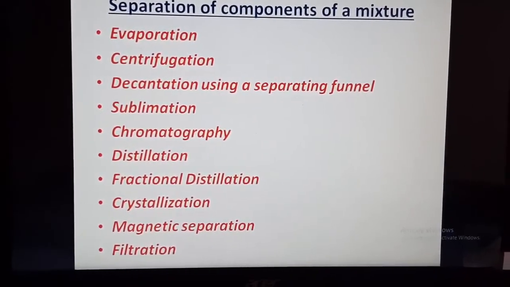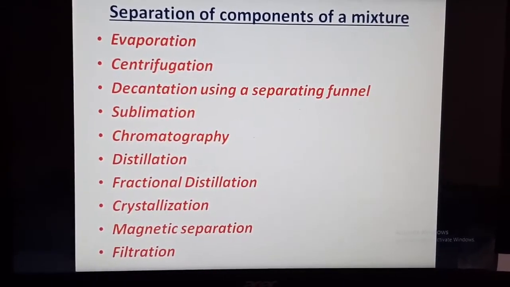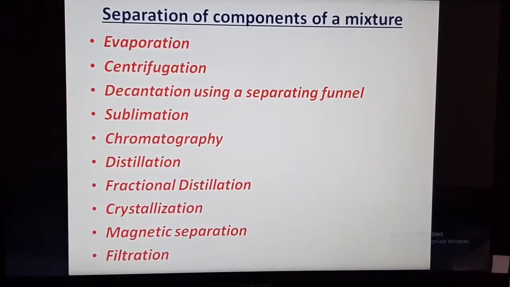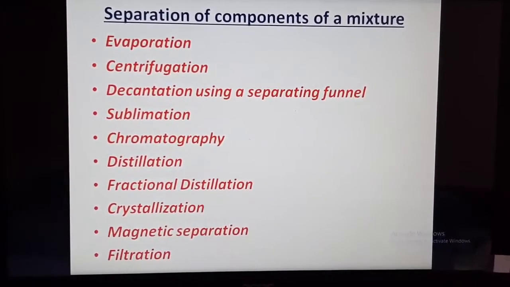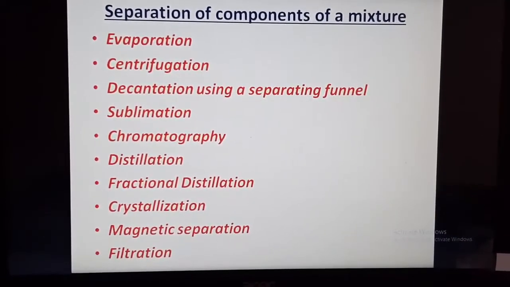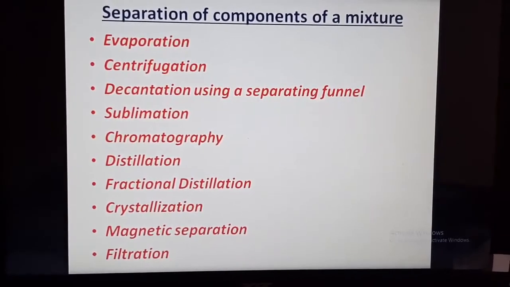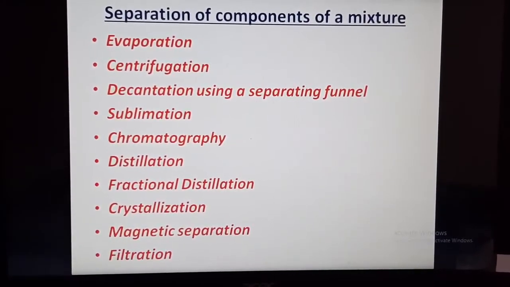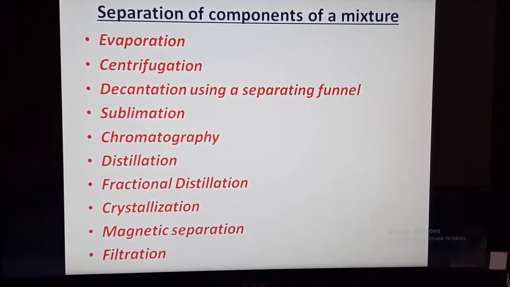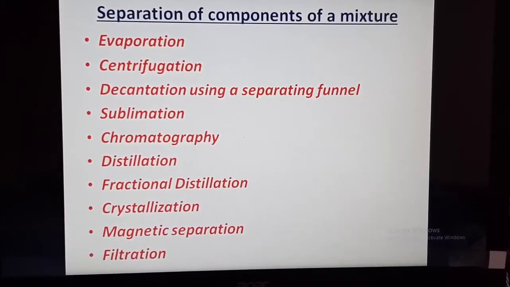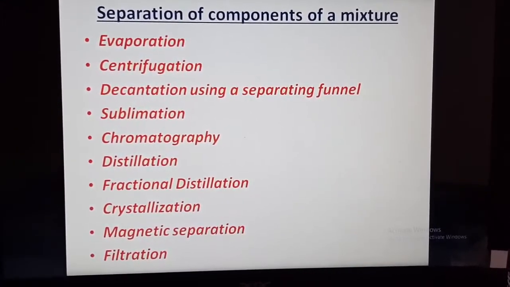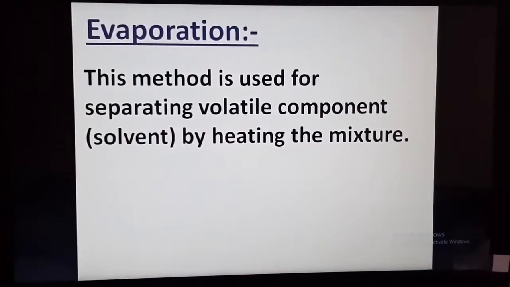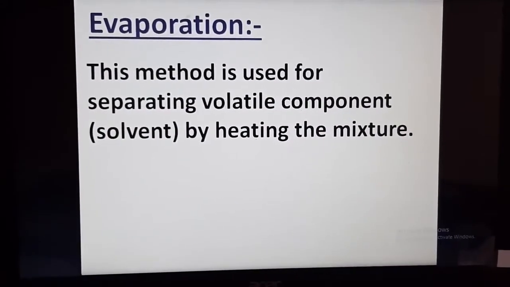Some are listed below, that is evaporation, centrifugation, decantation using a separating funnel, sublimation, chromatography, distillation, fractional distillation, crystallization, magnetic separation and filtration. So these are the various techniques of the separation of the components of a mixture. Now we will study each one by one. The first technique is evaporation.